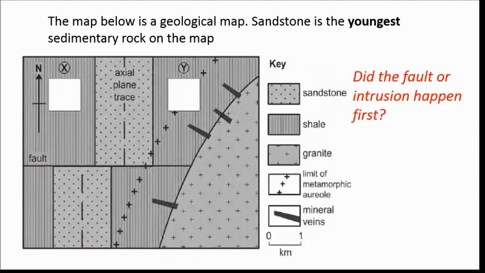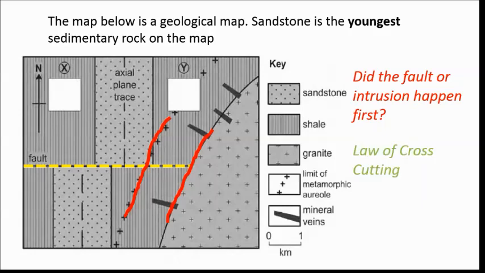Did the fault or intrusion happen first? Again, here's our fault. Remember what we said about cross-cutting relationships. Here, I've marked in red the edge of the aureole, the edge of the metamorphic aureole. The granite intrusion has cut across the fault and the aureole hasn't been displaced. The law of cross-cutting suggests, therefore, that faulting happened first, being the oldest, and the intrusion second, as it's cut across the fault.